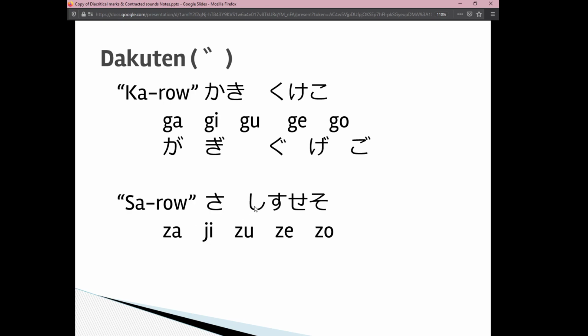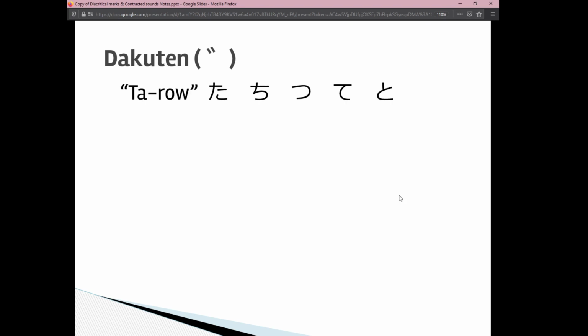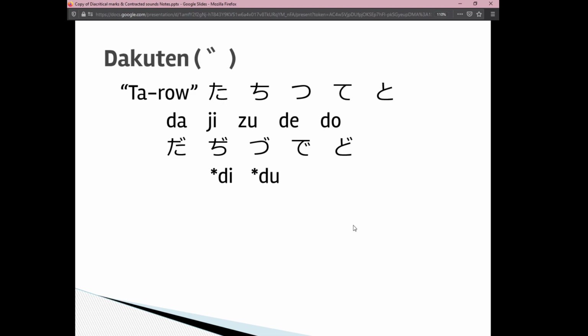Now, remember the fact that we don't say si in Japanese, we say shi. So because of that, we also have to change our sound when we add the dakuten. So shi would become ji. Then we move on to the T's. So ta, chi, tsu, te, to is going to become da, ji, zu, de, do.